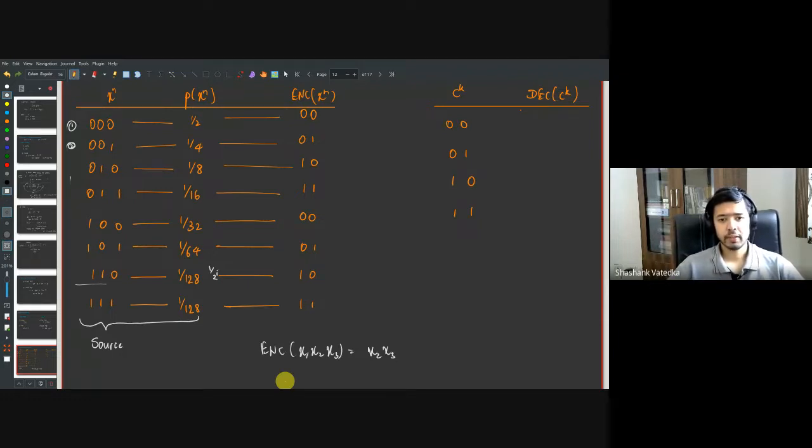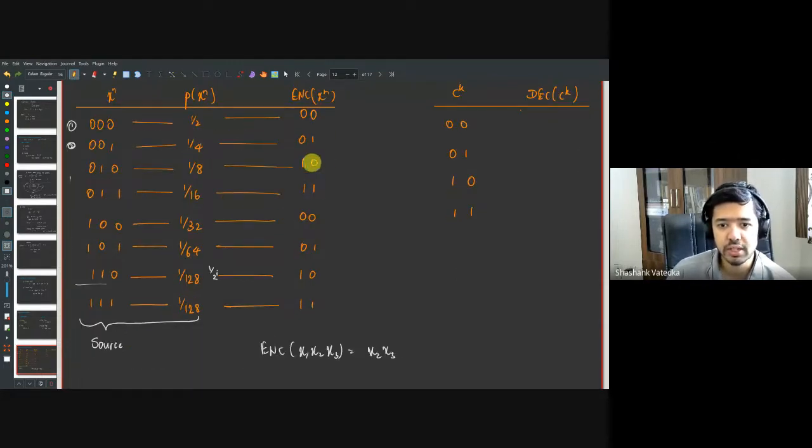Now one thing to note here is that multiple source sequences are mapped to the same compressed sequence. So 000 gets mapped to 00, and 100 also gets mapped to 00, and so on. So you have two source sequences getting mapped to the same compressed sequence. So this is the compressor, but this is only one half of the compression algorithm. Now I need to also construct the other half of the compression algorithm.